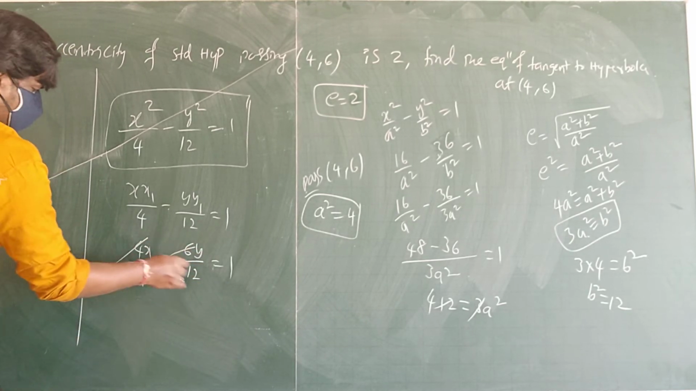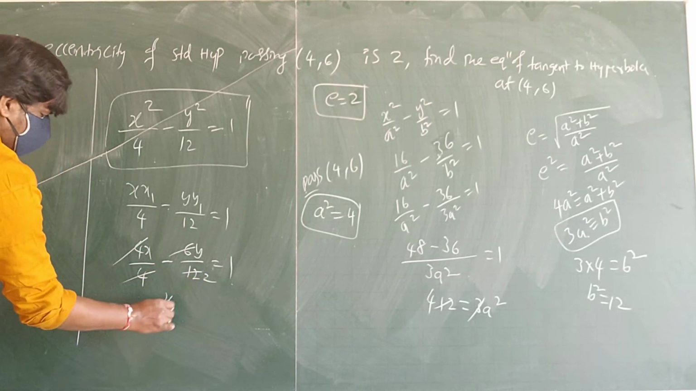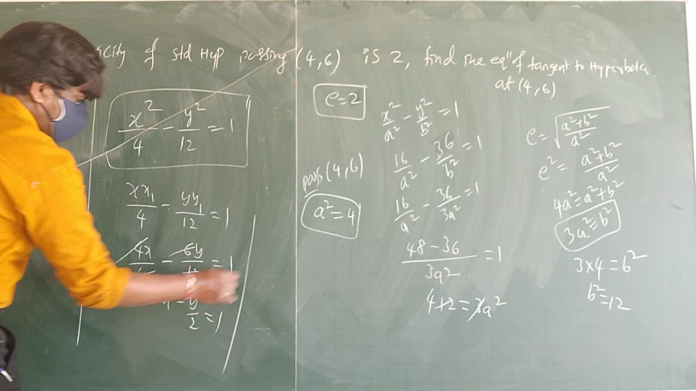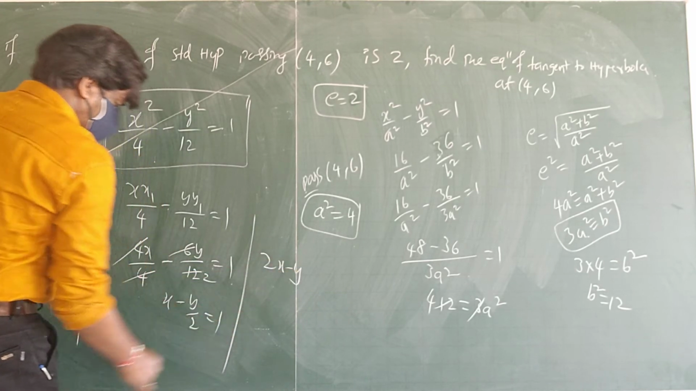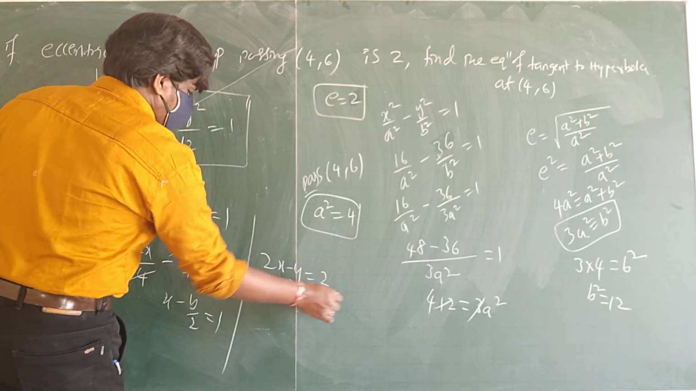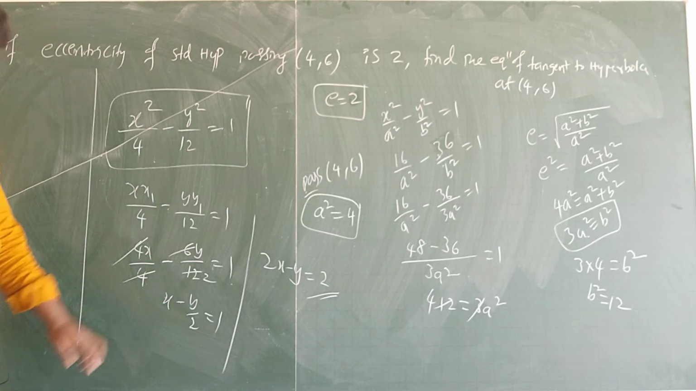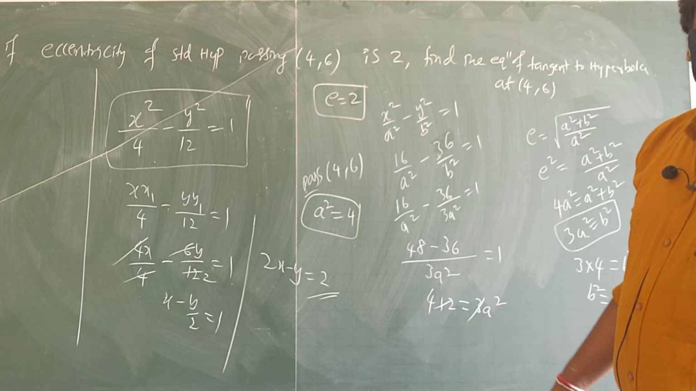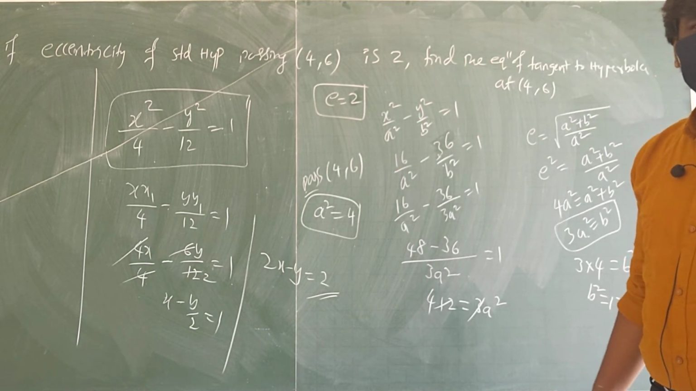4 cancels, 6 ones are 6, 2 sixes are 12, cancel. x minus y by 2 is equal to 1. So the equation of the tangent is 2x minus y is equal to 2. This is the equation of the tangent if you take the LCM. So that is what they are asking here. Understood? Should I explain once again?